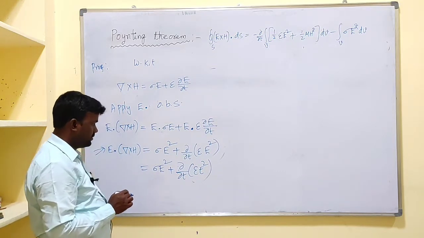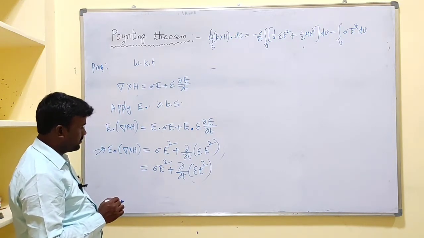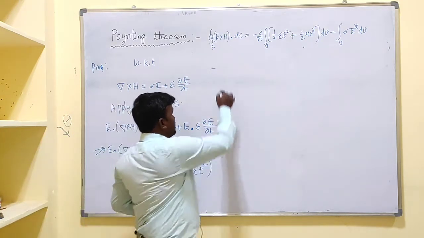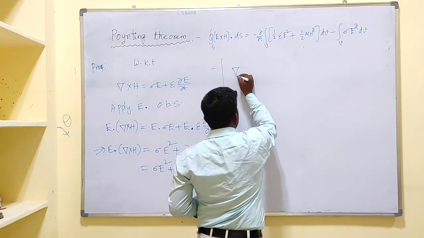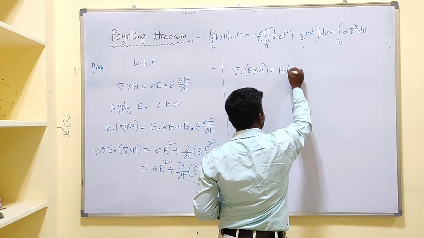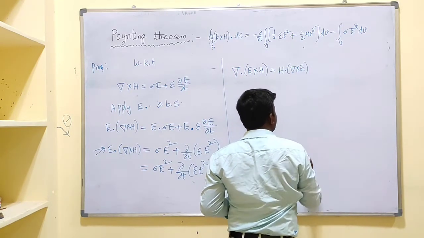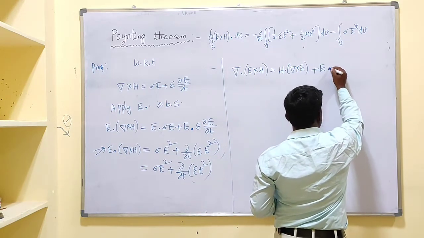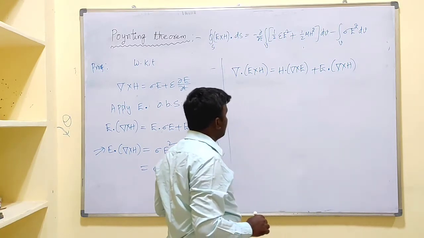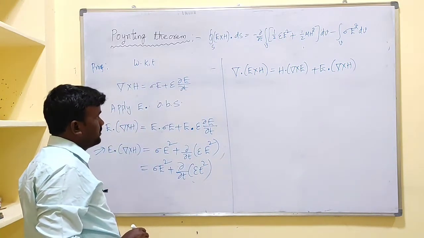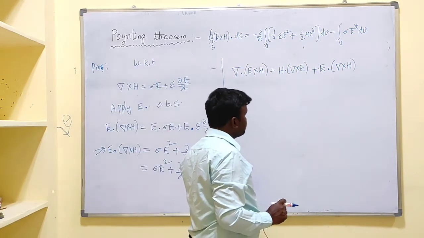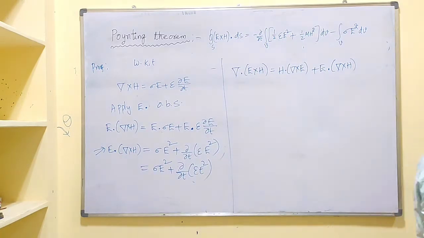Now let us go for this E dot del cross H. Before entering into that, del dot E cross H can be written like this: H dot del cross E plus E dot del cross H. That is, del dot E cross H can be written as H dot del cross E plus or minus, okay, I will see.